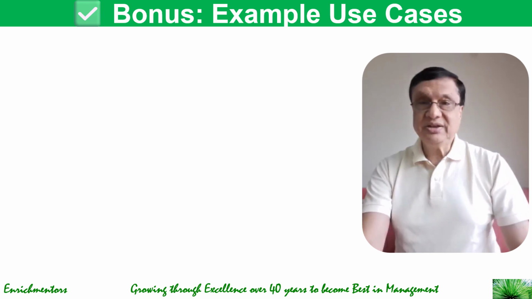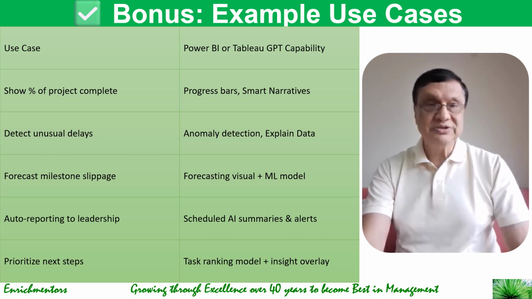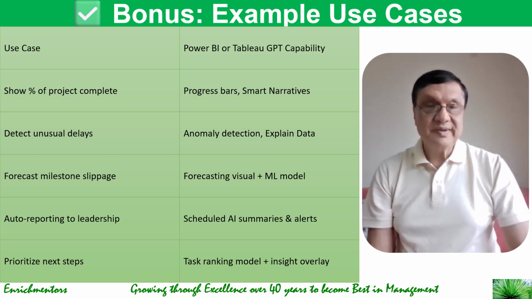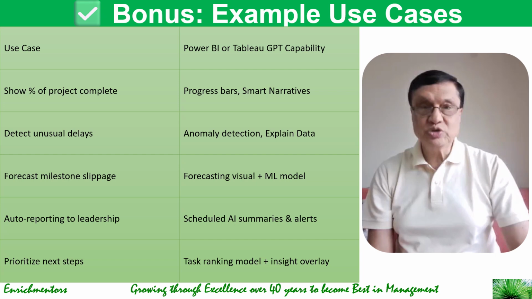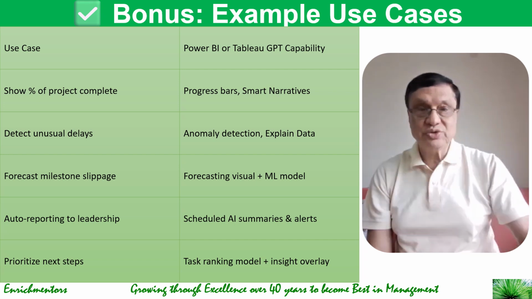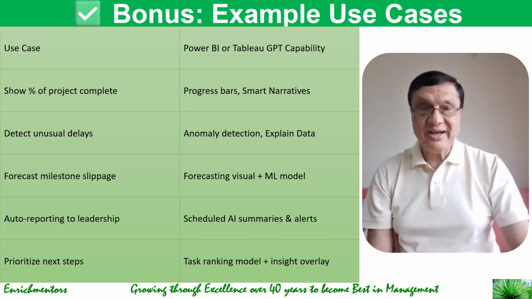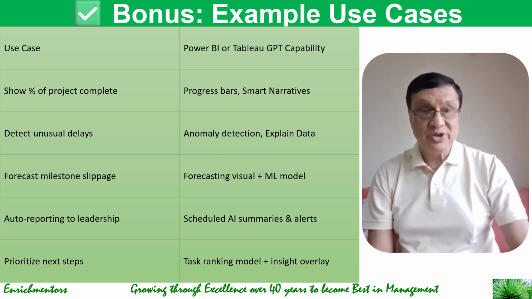Let's take a look at many use case examples. Now, if you want to show percentage of project completed, you can use progress bars, smart narratives. If you want to show detection of unusual delays, you can use anomaly detection, explain data in Power BI itself. You can do the detection also apart from showing.